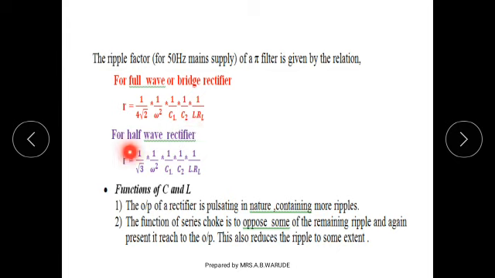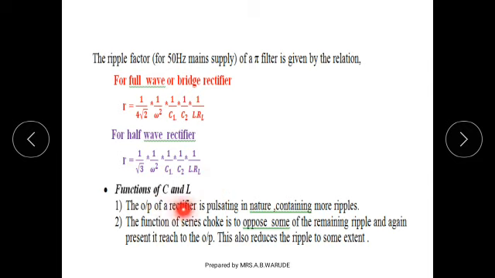Then for a half wave rectifier, the ripple factor is given by r = 1/√2 × 1/ω² × 1/C1 × 1/C2 × 1/(LR), where again r means ripple factor, ω means frequency, C1 means value of capacitor 1, C2 means value of capacitor 2, L is the value of inductor and R is resistance.